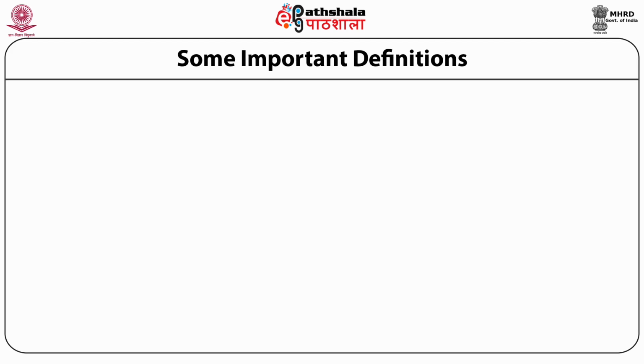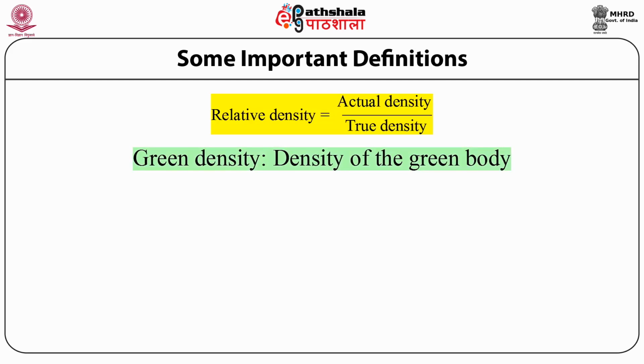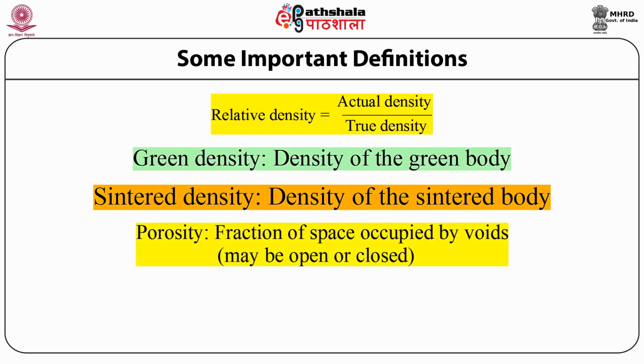Before moving further, let's discuss some basic terminologies. First is the relative density. As discussed earlier, relative density is the ratio of actual density to the true density. Next is green density. Green density is the density of the green body, which has low density and low strength. Next is sintered density. Sintered density is the density of the sintered body, having high density and strength. Porosity. Porosity is the fraction of space occupied by the voids. It may be open or closed.